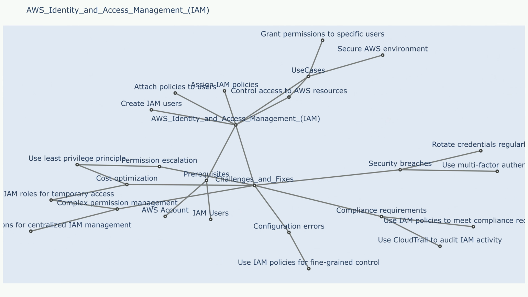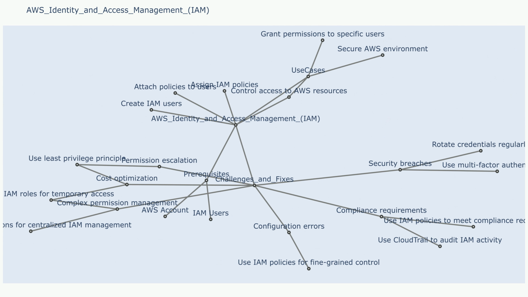Use AWS Organizations for centralized IAM management. Use AWS Organizations to manage IAM policies and permissions across multiple AWS accounts. Fix: leverage AWS Organizations for centralized IAM management, providing a consistent approach to permission control across multiple accounts.